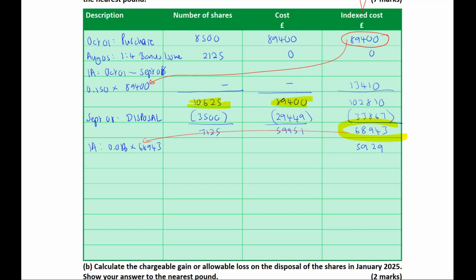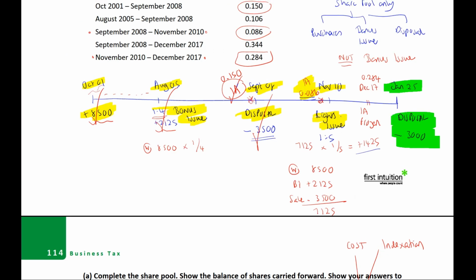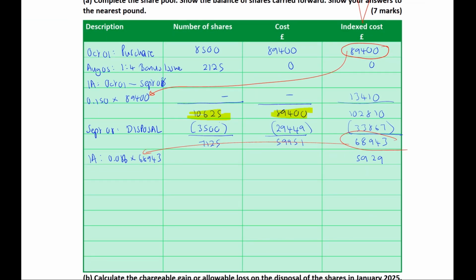So I'm now completely up to date. Got my indexation in there. So the index cost column is looking good. I can subtotal again if I want to. It's not actually necessary, but if I wanted to, I wouldn't lose marks. And the reason it's not necessary is because the next thing that happens is that I just add more shares in. 1,425 of them. So I'm just going to go straight to that next.